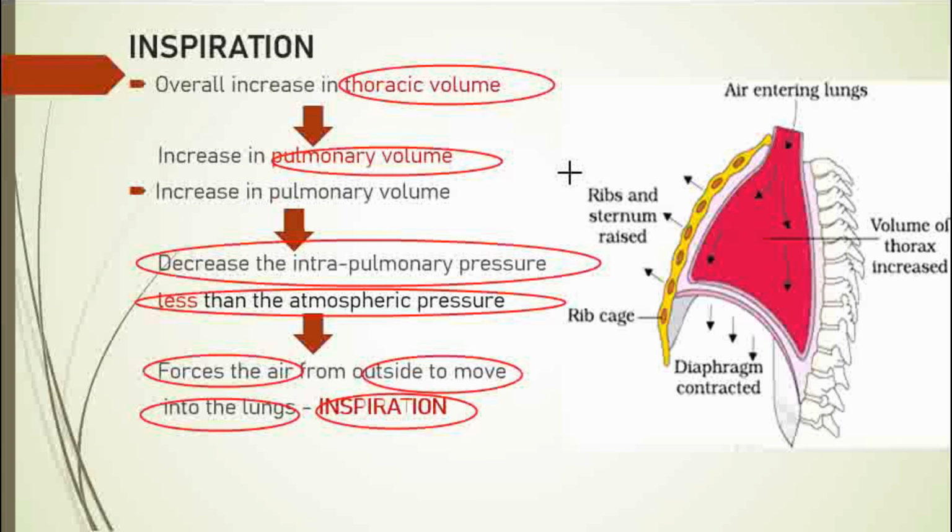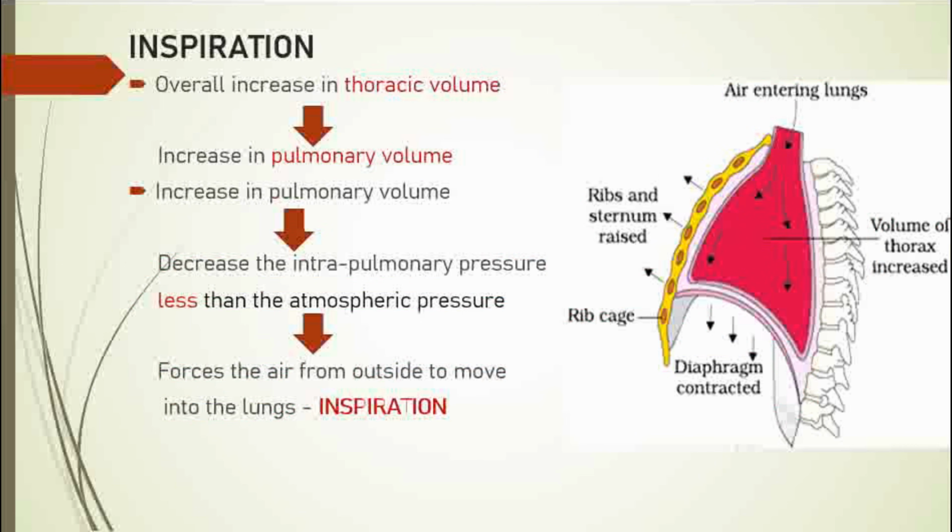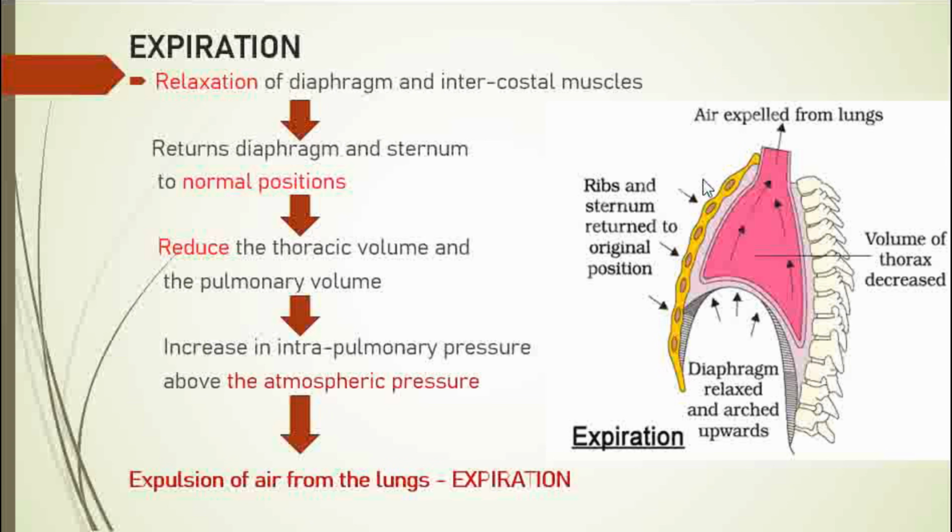So these are the steps. As you can see in the picture, the ribs and sternum are getting raised. This is the rib cage. The diaphragm is getting contracted. The volume of the thorax is increased. Air enters. As a whole, finally this is how the air enters, with all of these contracting. So that is inspiration. Next, we will see expiration, the second stage of respiration.